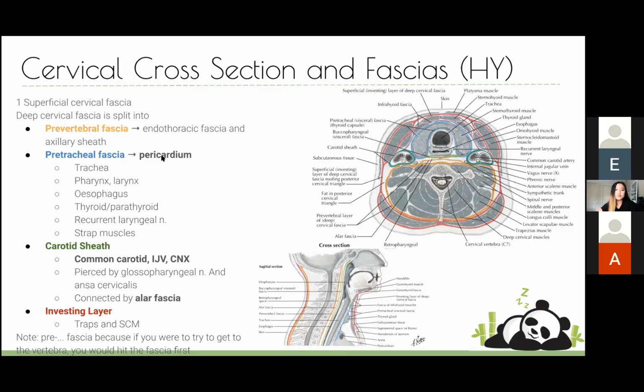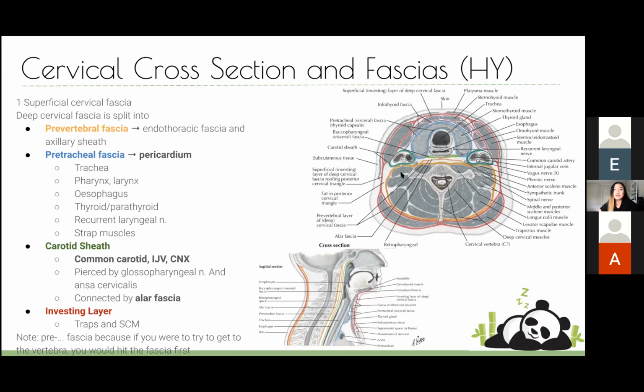You've got one superficial cervical fascia, and then you've got deep cervical fascia, which is split into a couple of things. So think pre-something means they contain something, because the people naming this were like, yeah, to get to this thing, you have to get through this fascia. So like this. So your prevertebral fascia will contain the vertebra. Yep, so that's that there.